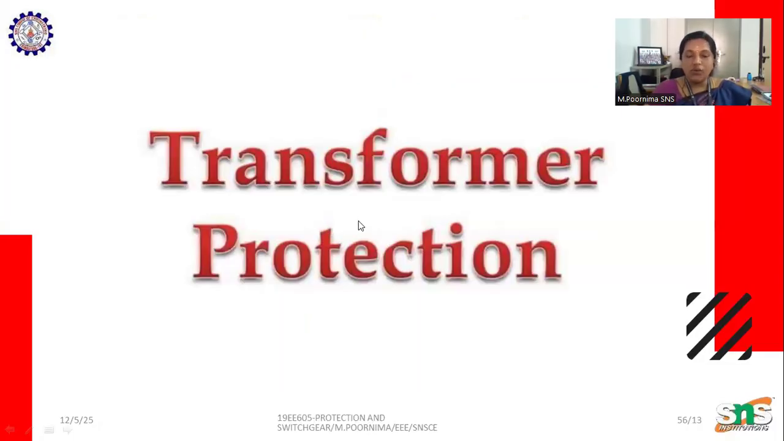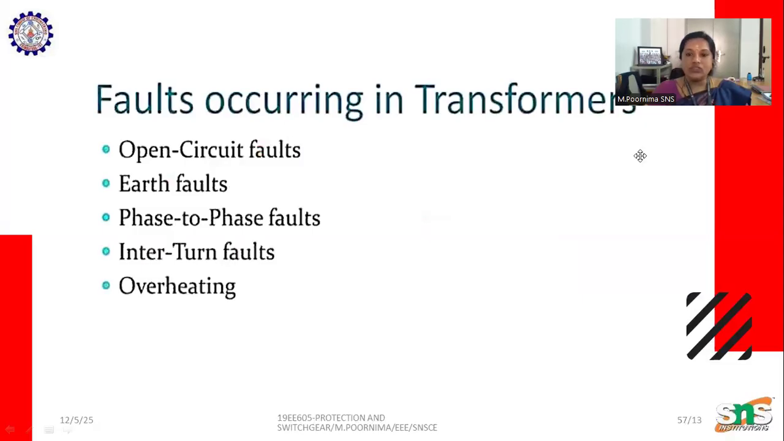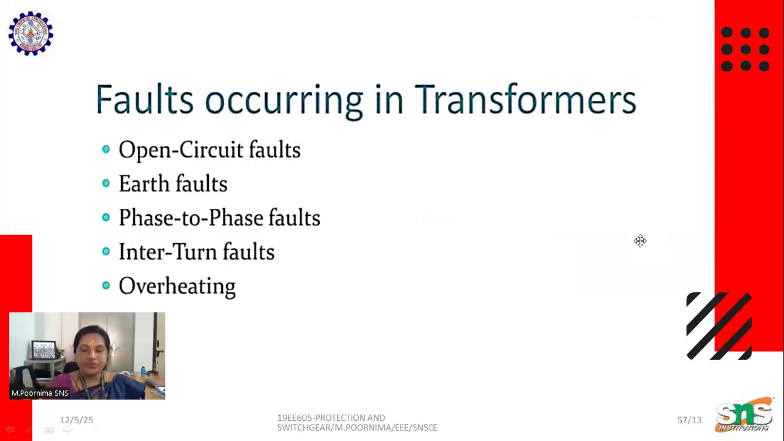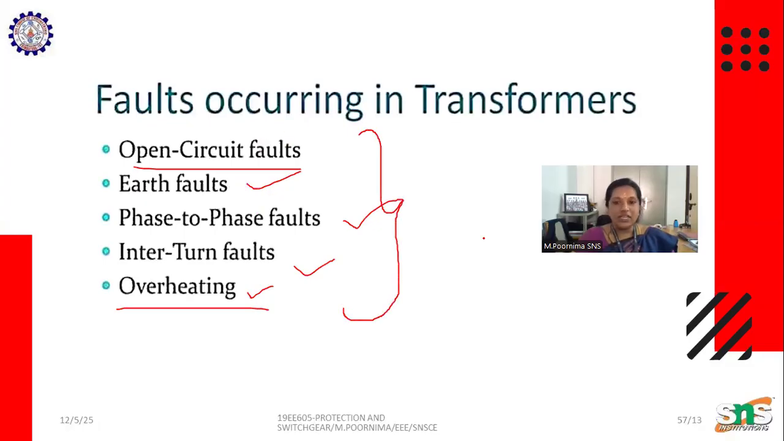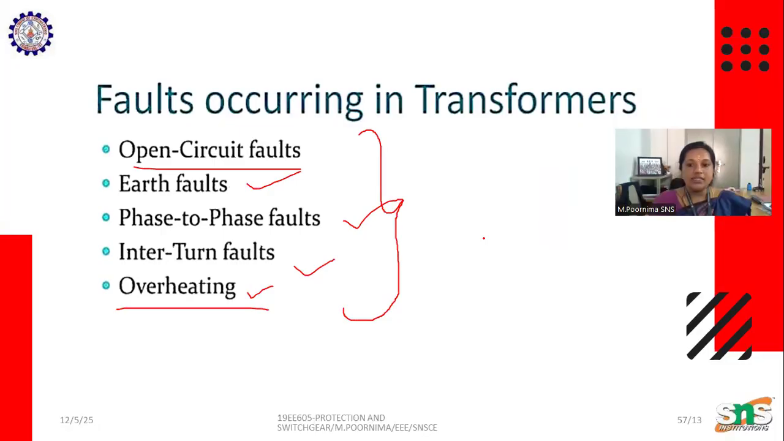Now coming to transformer protection, how the transformer is protected when a fault occurs. If the fault occurs in the transformer, what happens? What are the faults? We have the open circuit fault. Next one is earth fault. Next one is phase-to-phase fault. And next one is interturn fault. Next one is overheating fault. These are the possible faults that occur in the transformer.